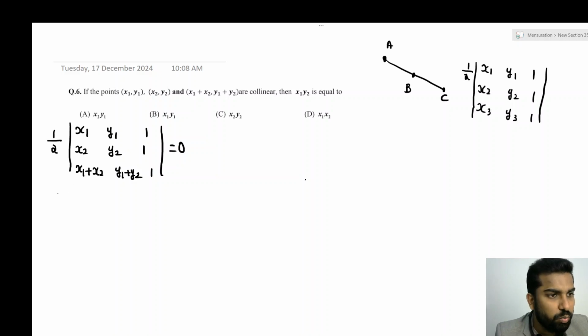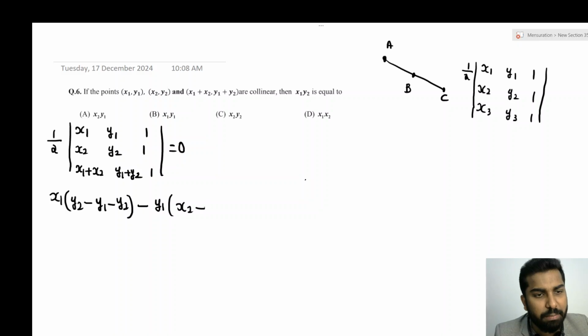We write x1 into the first element, removing its row and column. The remaining gives y2, 1, y1 plus y2 and 1. Evaluating, y2 multiplied with 1 gives y2, minus 1 multiplied with y1 plus y2, with the minus outside, becomes minus y1 minus y2. Then minus the second element y1, removing its row and column and repeating the same process: x2 multiplied with 1 gives x2, minus 1 into x1 plus x2 becomes minus x1 minus x2.